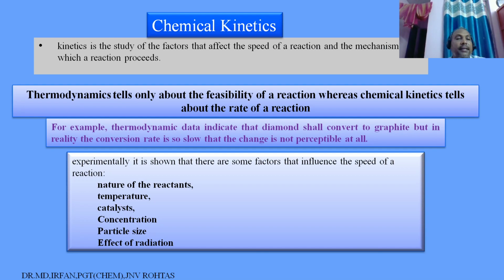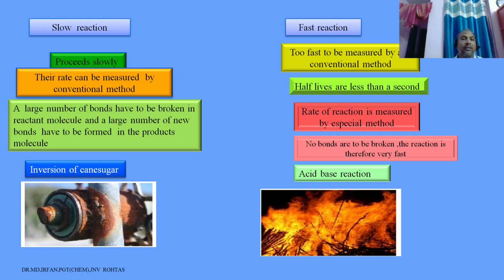What is chemical kinetics? We can define it. Chemical kinetics is the study of factors that influence the speed of a reaction and the mechanism by which a reaction proceeds. Reactions are of two types, slow reactions and fast reactions. Slow reactions proceed slowly. Their rate can be measured by conventional methods.